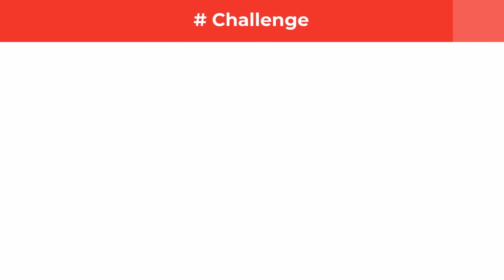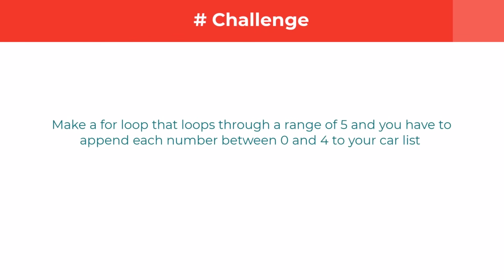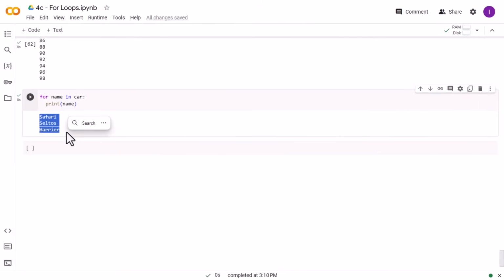Now that you have learned the concept of for loop, it's time to have a quick challenge. In this challenge, I want you to make a for loop that loops through a range of 5 and you have to append each number between 0 and 4 to your car list. So hit pause and take the challenge. Hopefully this went well for you.